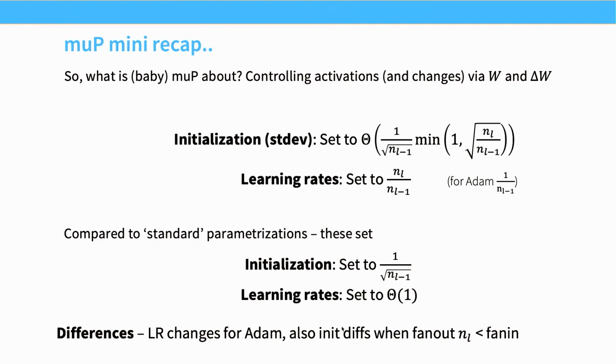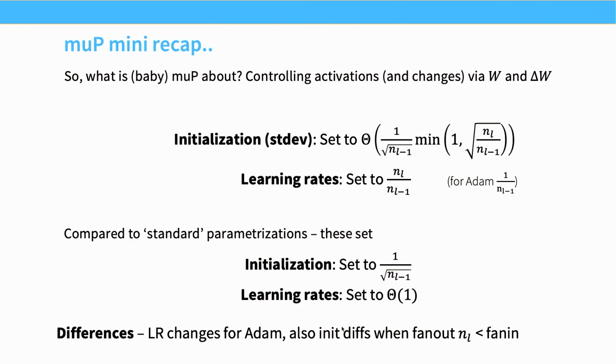Okay. So I've walked through a bunch of hopefully intuitive-looking scaling arguments for various components. But in the end, maybe you are interested in what does this mean? What does this do for me? What this means is that we're going to change how we set our initializations and learning rates a little bit.